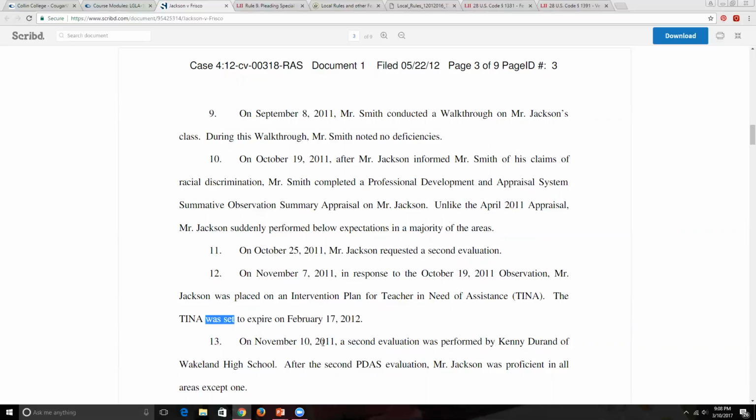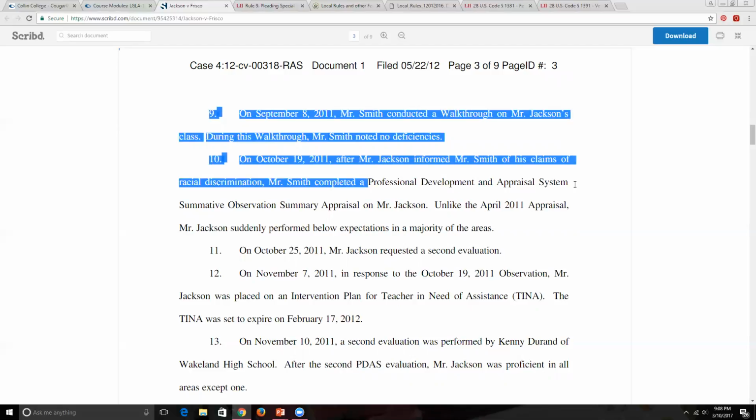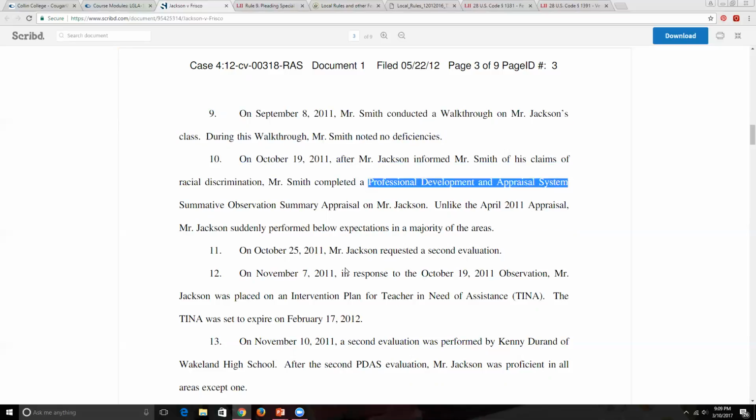On November 10th, 2011, a second evaluation was performed, another passive voice, by Kenny Duran of Wakeland High School. After the second, now we have what this is. I think it's referring to this, but again, it hasn't been defined. We should have had this defined with the abbreviation. After the second PDAS evaluation, Mr. Jackson was proficient in all areas except one. So Kenny Durand thought Mr. Jackson was doing okay.